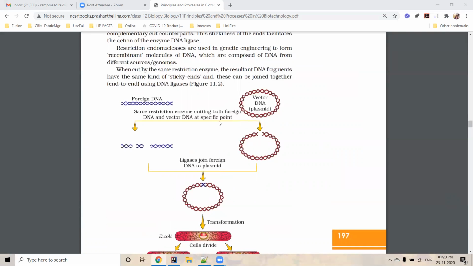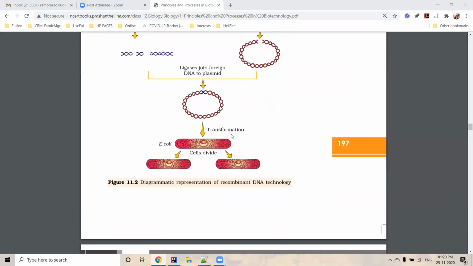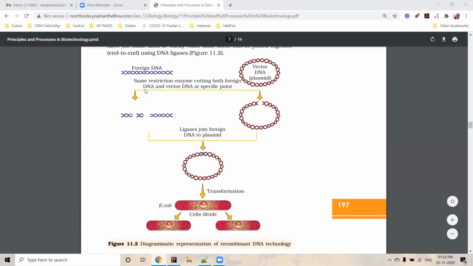So we'll get questions on restriction enzymes, cloning vectors, foreign DNA, as well as the function of ligase, transformation, or the complete diagrammatic representation of recombinant DNA technology.